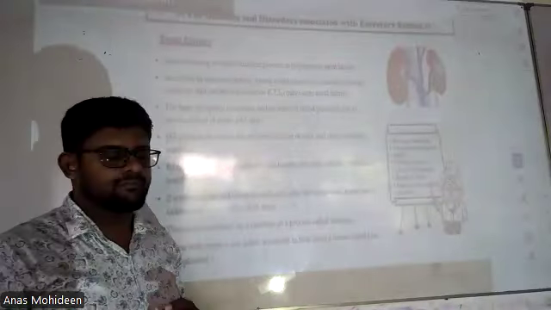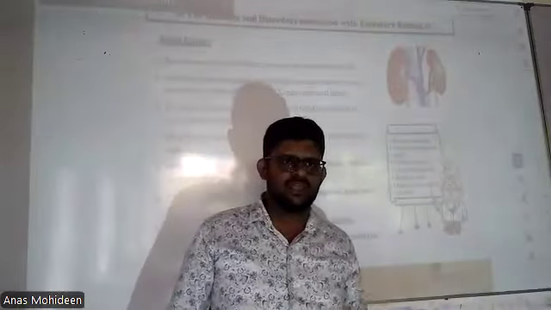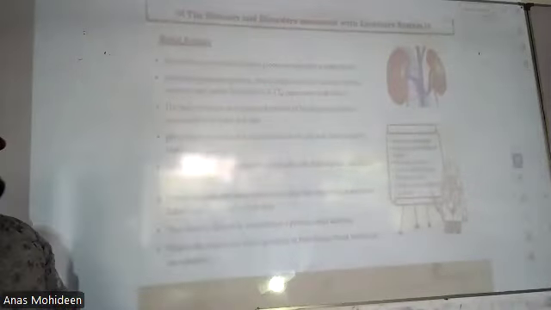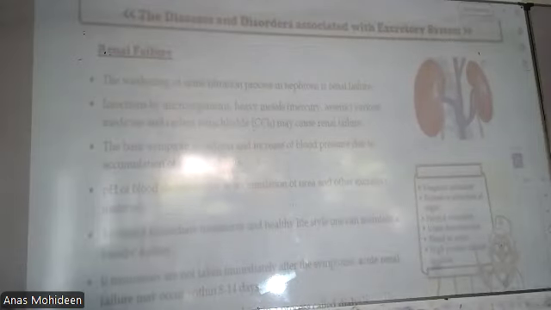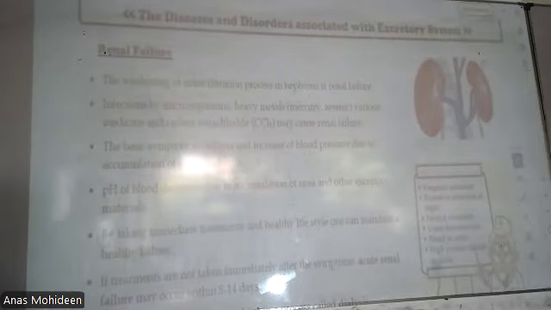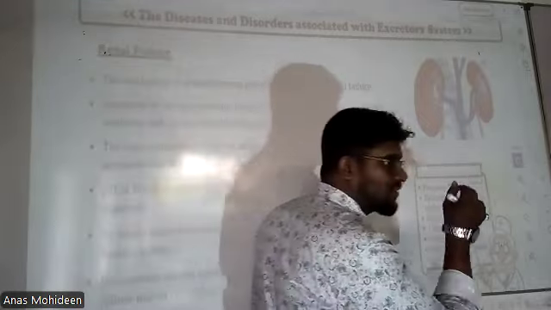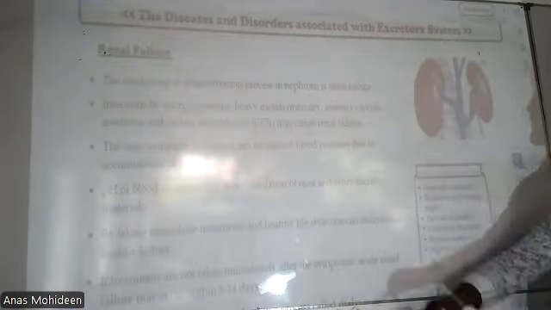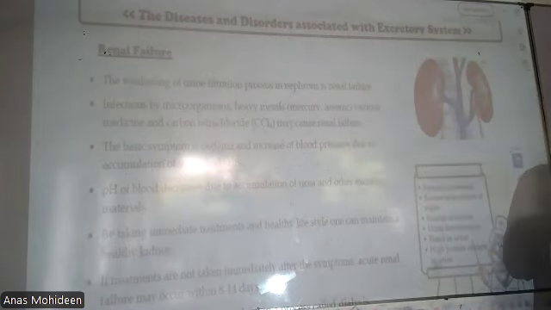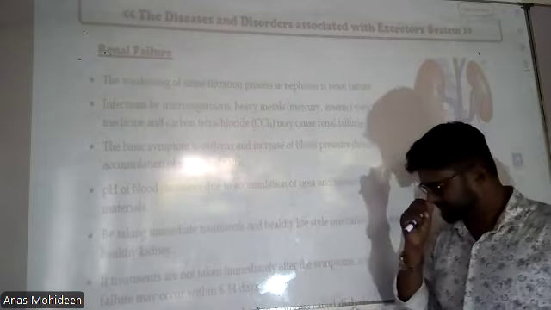It is something like the machine is not working, so the output will not be fine. So what happens here? The weakening of the urine filtration process in nephrons. Nephrons are the tiny parts, the structural units of kidneys. So the urine filtration process in nephrons malfunctions or is not working. It's weakened. This is called renal failure. Please underline.